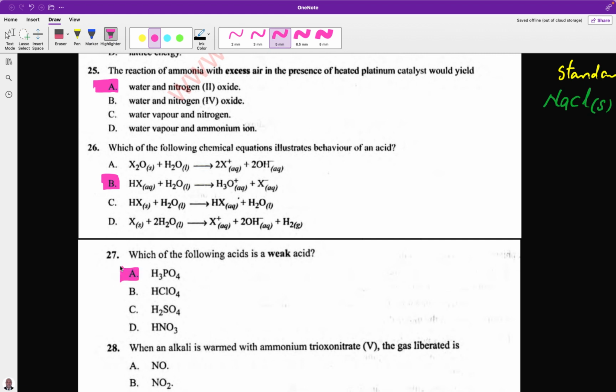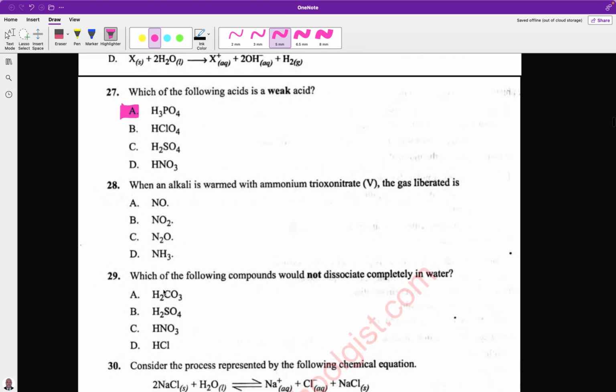That is 27. Now 28. 28 is when an alkali is warmed with ammonium trioxonitrate, that is ammonium nitrate. When an alkali is warmed with ammonium nitrate, the gas liberated is: is it nitrogen monoxide, or nitrogen dioxide, or dinitrogen oxide? Or is it ammonia?